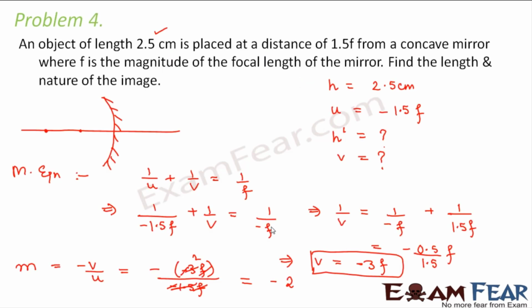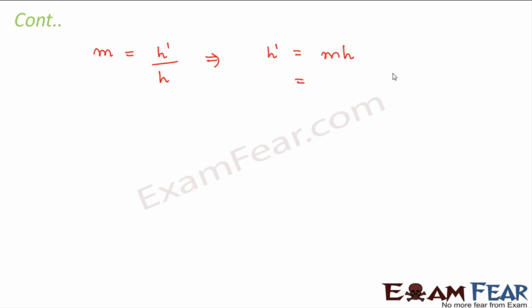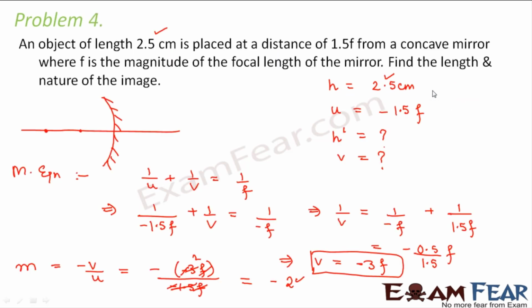So once I know the magnification and the height of the object, I can calculate the height of the image. Magnification is defined as height of image by height of object. So I can calculate height of image as magnification into height of object. So what was the magnification calculated? It is minus 2. And what is the height of the object? It is 2.5 centimeters. So this will be minus 2 into 2.5 centimeters, which is minus 5 centimeters.